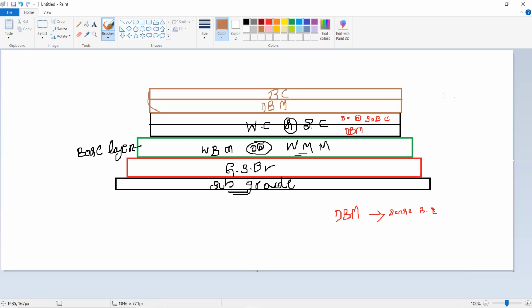Therefore, in this session we are going to learn how to design this overlay. Design in the sense of how we calculate the thickness of the DBM and the thickness of the BC by using Benkelman beam deflection studies. Based on this, we are going to solve one problem, that is design of overlay thickness. That problem we will see in the next session.